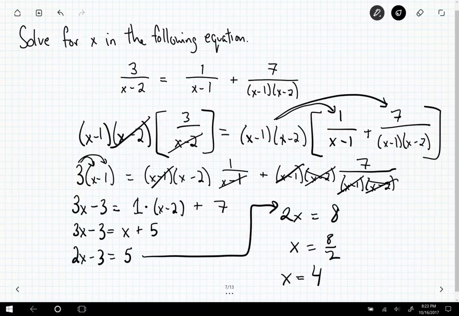And if you really aren't sure, you can always check it, plug it back in, see what happens. Okay, if you plug it back in, you should get the correct answer. You have calculators if you want, so you can use them.